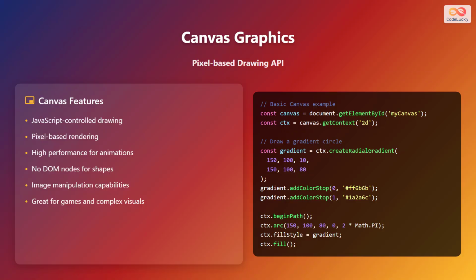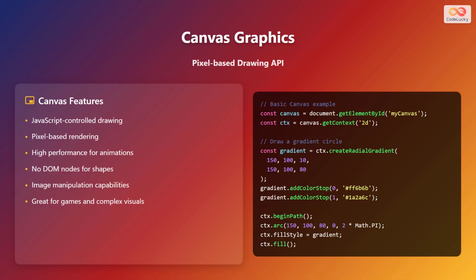Let's explore Canvas graphics. The HTML Canvas element is a powerful pixel-based drawing API controlled by JavaScript. It offers high performance for animations, making it ideal for interactive and dynamic content. Unlike SVG, Canvas does not use DOM nodes for shapes. Instead, it uses immediate mode graphics, drawing pixels directly onto the canvas. Canvas provides image manipulation capabilities and is excellent for games and complex visuals.